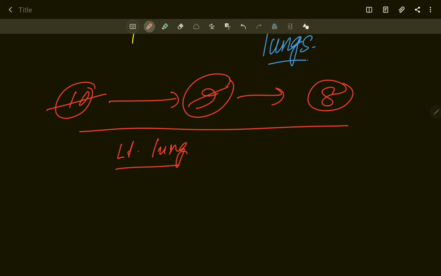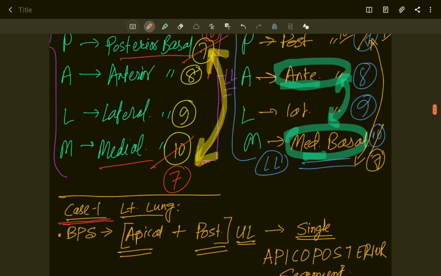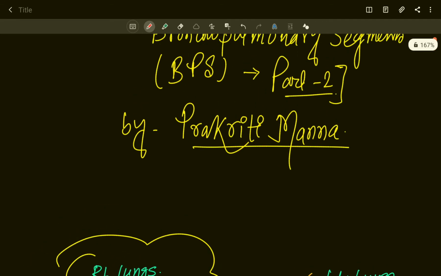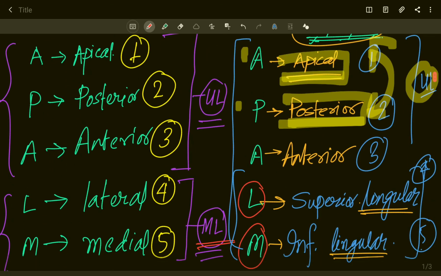Now, for better understanding, I am going to show you some images, and also I will draw the schema of these things.